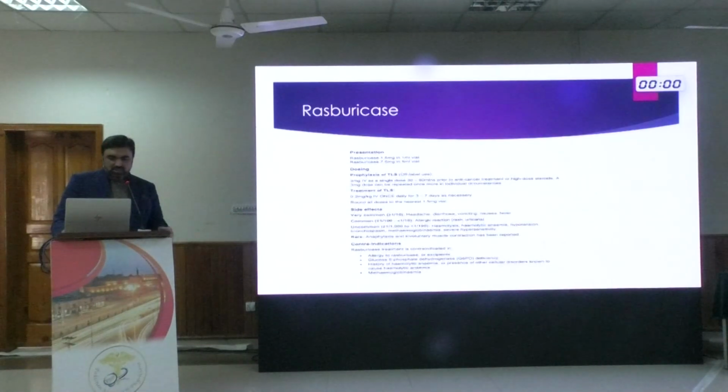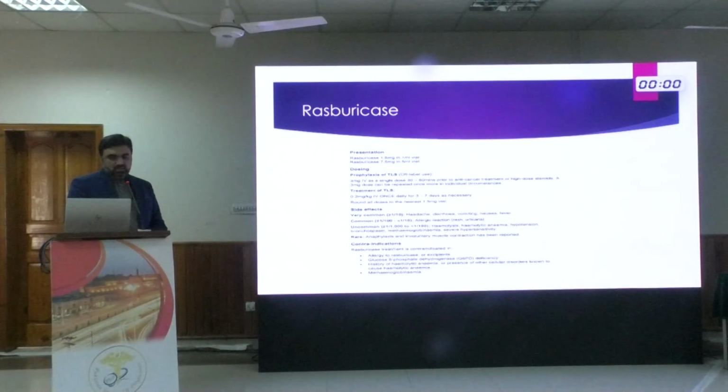Coming to the rasburicase part, rasburicase is available in two strengths, a 1 ml vial and a 5 ml vial, at 1.5 milligram per ml. So in 5 ml it is 7.5 milligram. For prophylaxis we give a 3 milligram single dose, and it can be repeated if needed.